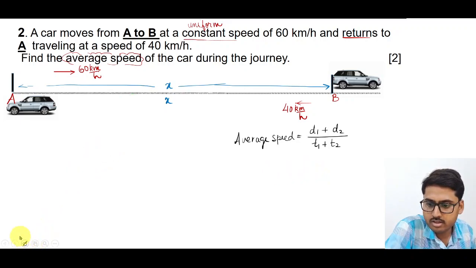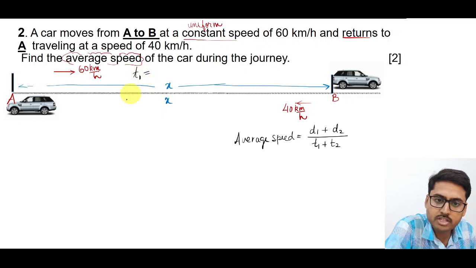Now we can find time over here, right? Since the speed is given, so while going up from A to B, what will be the time? If I am calling it as t1, so t1 will be equals to distance by speed, right? Distance by speed, and distance we have assumed as x, and the speed while going from A to B is 60 kilometers, so this is x by 60.